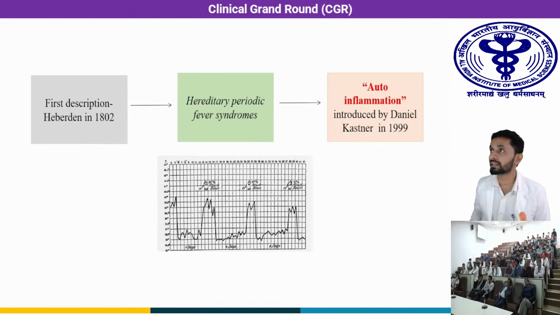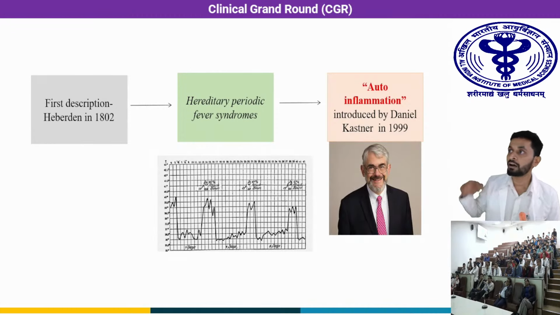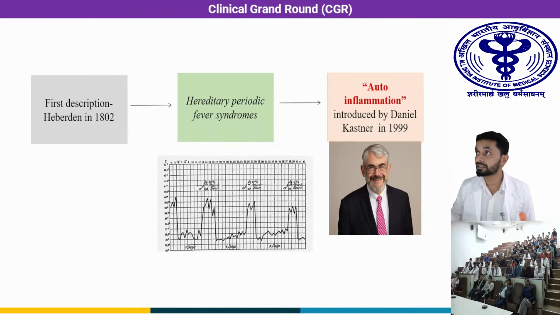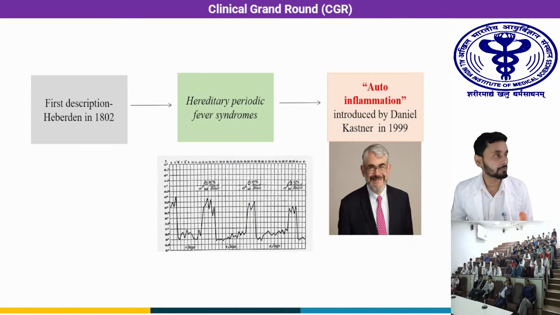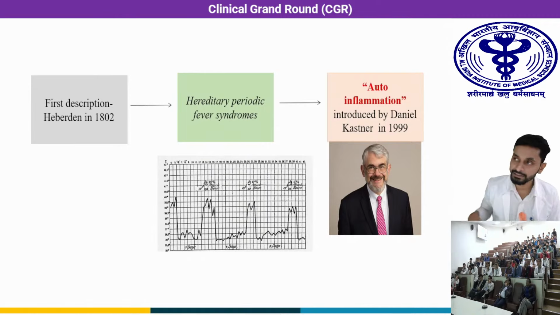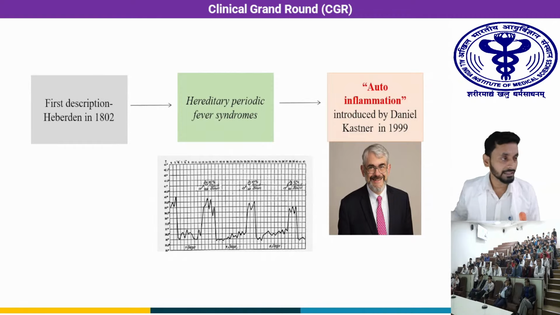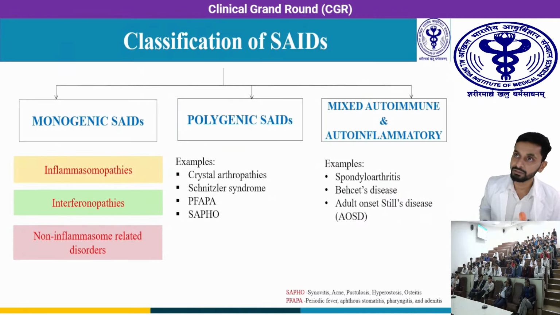First it was described as hereditary periodic fever syndrome. Then a few decades back, Dr. Daniel Kastner, the father of autoinflammatory disorders, named it autoinflammation because the classical presentation of periodic fever was not there. He also stated that autoinflammatory disorders in humans would be inevitable.